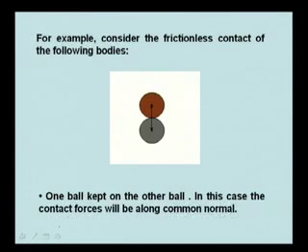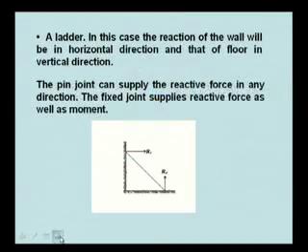Now, consider the frictionless contact of the following two bodies. You have two bodies, one ball is kept on the other ball. In this case, the contact force will be along the common normal. You have the common normal of the balls and the contact force will be along that.